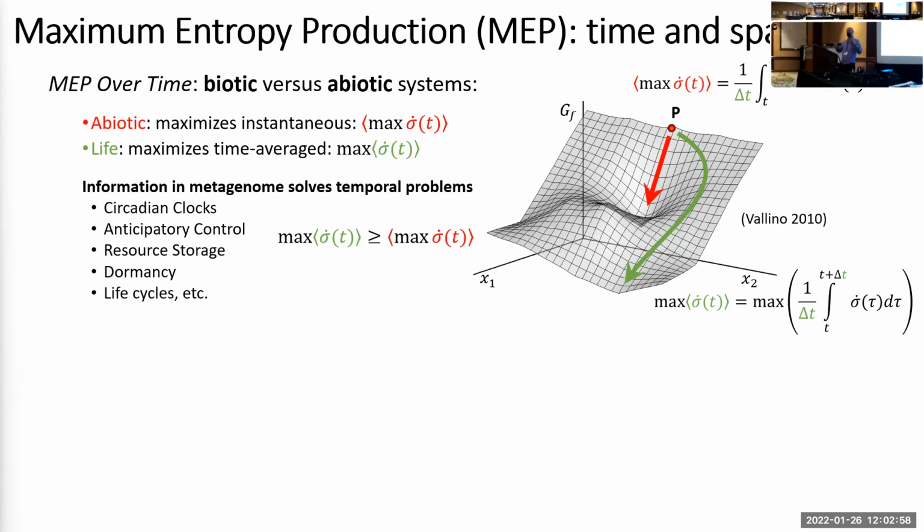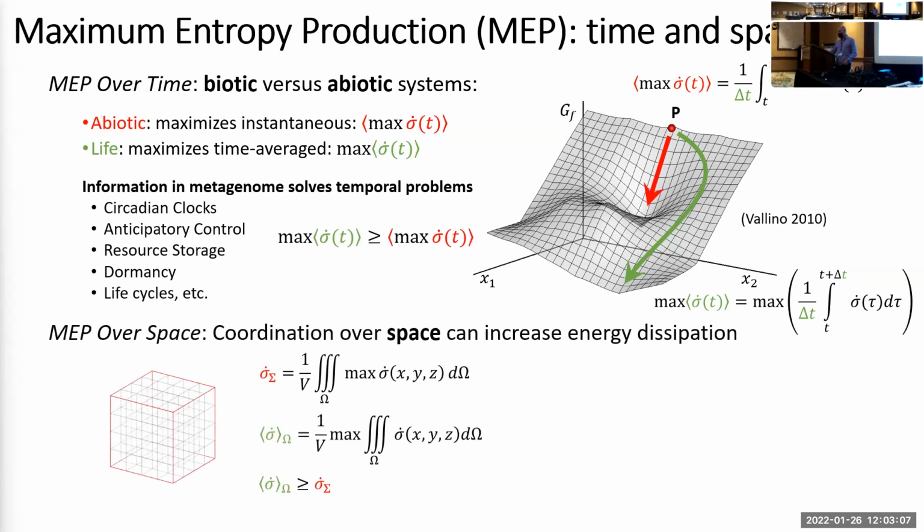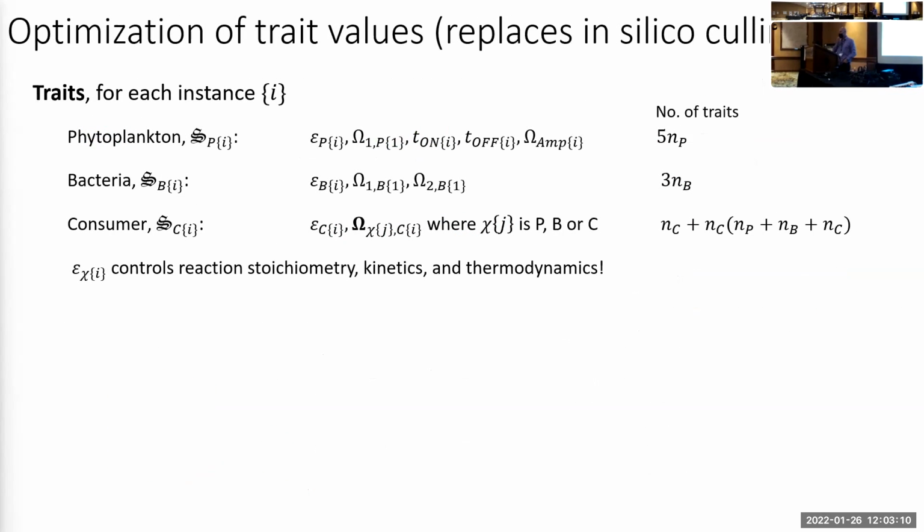These are all strategies that biology implements to solve these problems over time and thereby outcompete abiotic systems, at least in certain situations. Now, you can also do this for space, but I don't want to talk about that because we're not going to be using it.